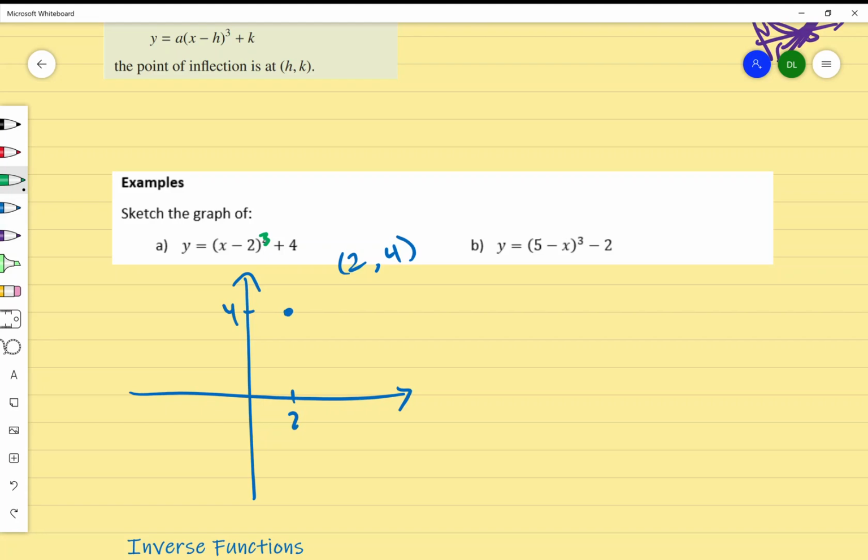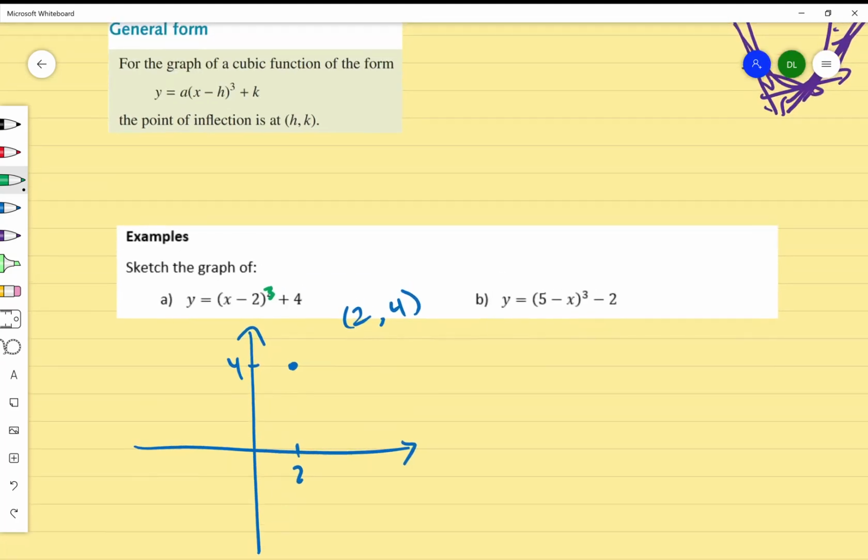Now, here's when it gets a little bit interesting. We know that a positive parabola has a smiley face, so it looks like this. That's a positive parabola. And we know that a negative parabola is a sad face, right? Now, we know that because it's a pattern.